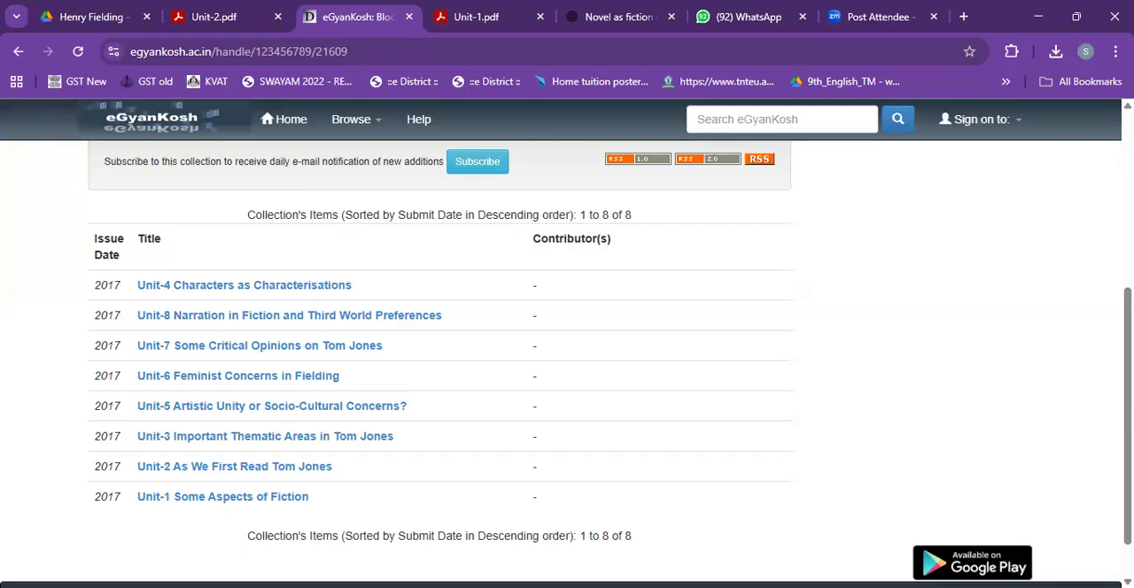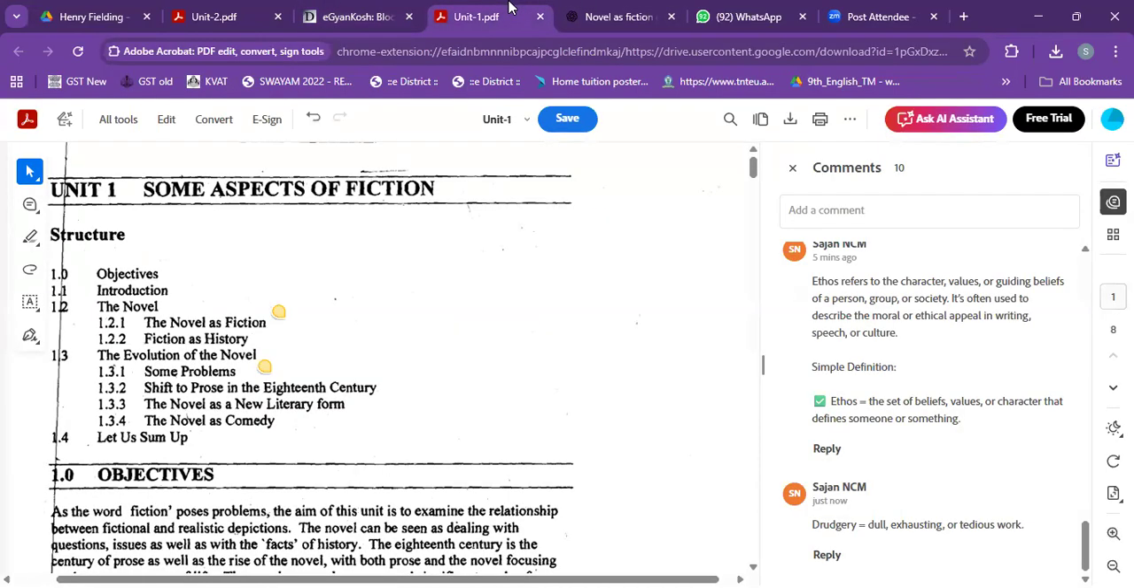Okay, so let's go for unit one. Give special attention to unit one, because this unit is going to give you a basic introduction not only for this block, but a general introduction for all the blocks that you're going to study in the future. Okay, so take your time.